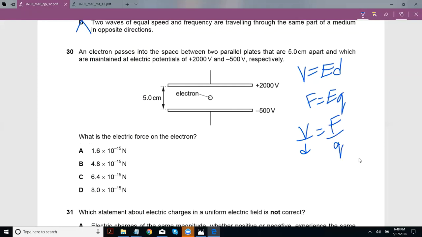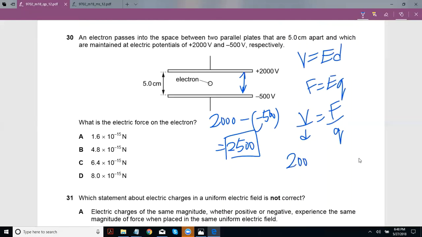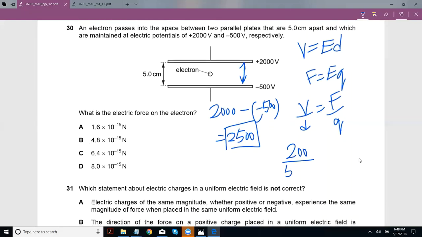V would be 2500 here, right? Exactly. So V, remember, is the difference between the two plates. So that's 2000 minus 500, which gives you V of 2500. Some people will make this mistake. So it's 2500 upon D, which is 5 into 10 to the power minus 2 because it's centimeters.